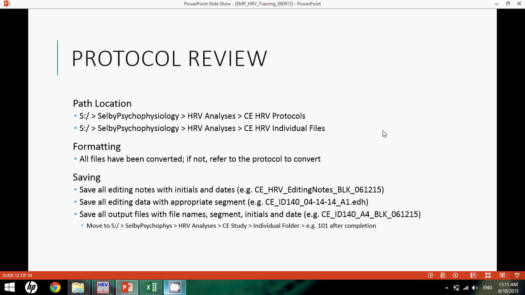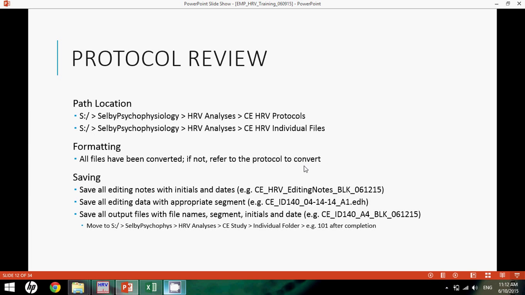For instance, if you're working on file 101, it'll be important for you to save the information according to the saving procedures here, but that you save that information, as far as editing notes, output files, etc., in that folder. It's not necessary to move it anywhere else besides that folder. This will help us keep everything formatted and organized in the proper way.